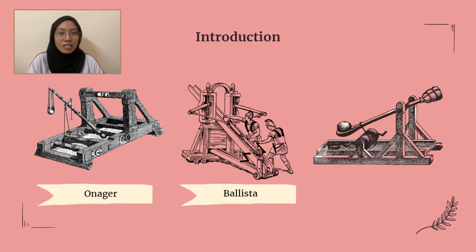And the last one is the mangonel. This machine was designed to throw heavy projectiles. Mangonels were mostly used for firing various missiles at fortresses, castles, and cities. These three medieval weapons have a commonality in which each one of them works by implementing the law of conservation of energy and also the knowledge of the motion of a projectile.